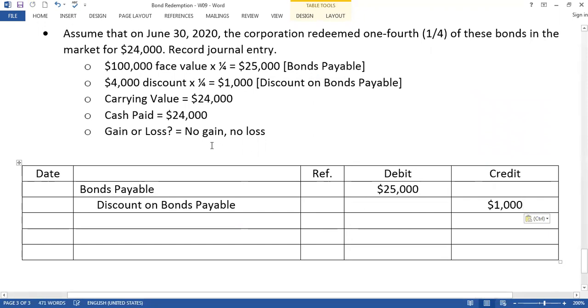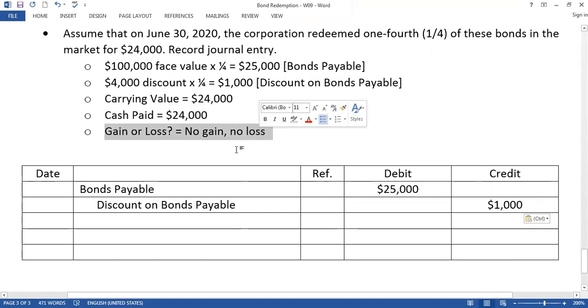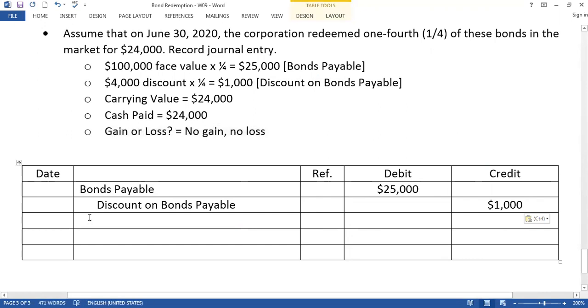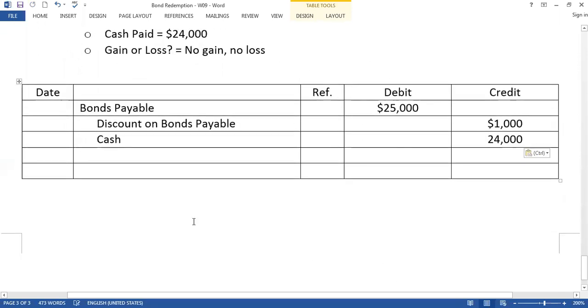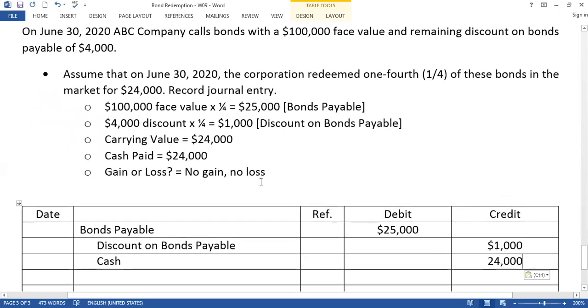This question said that we do not have any gain or any loss, so we don't need to record that. And we pay cash, so cash credit: we pay cash $24,000. Clear? So this is assumption 1.